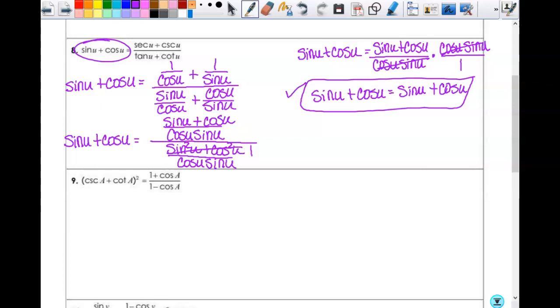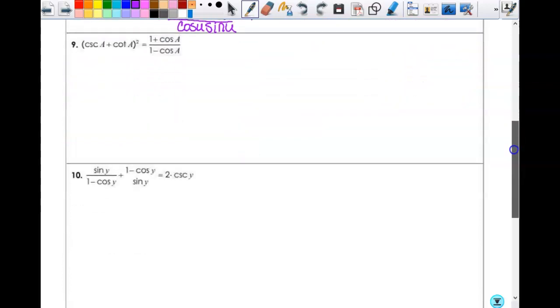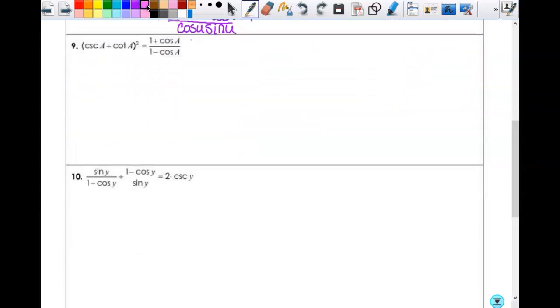Let's look at number 9. Which side do you think looks more complicated? Probably the left, or I have more chance of actually substituting and doing stuff with. So we're going to go with the left, right? So we want to make it look like this side, which means I need to start by actually squaring this binomial, which is not cosecant squared plus cotangent squared, right? Because you have to actually FOIL it. And this is a special case, so if you know your rules, that makes this super easy.